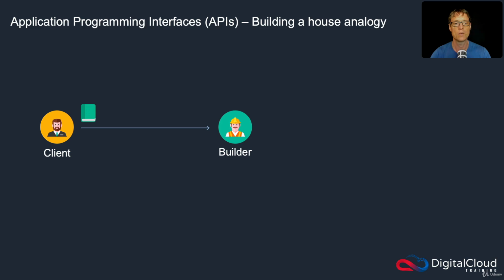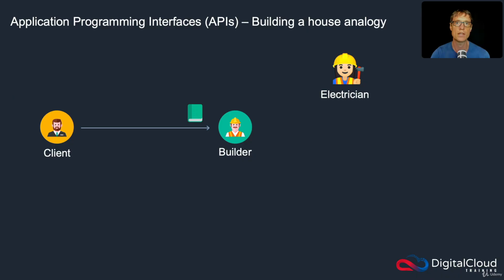So in this analogy we have a client, and the client needs to build a house. So he's gone to a builder. The builder has provided a set of standard options in a list. So he said, you can choose the style of your house, what features you might have. And the client then needs to fill that information out and send through the completed list to the builder.